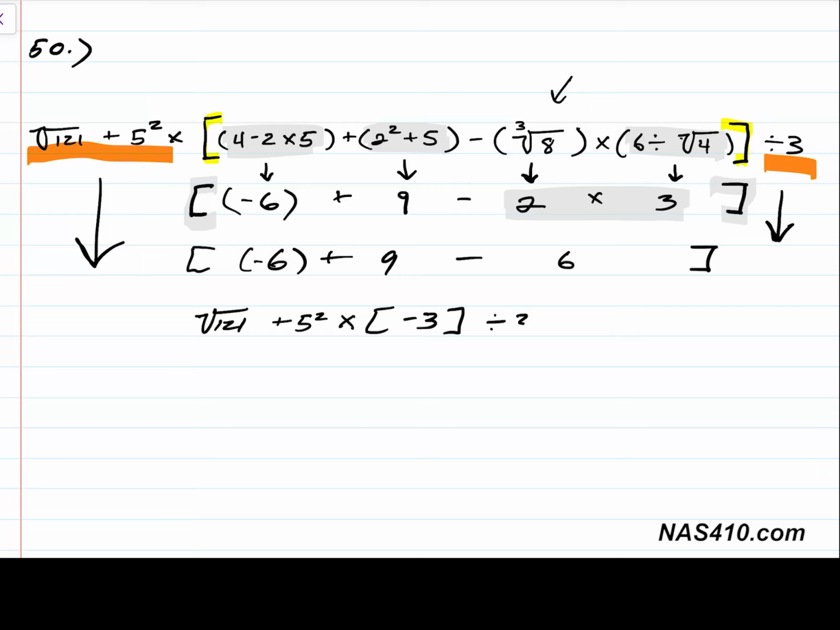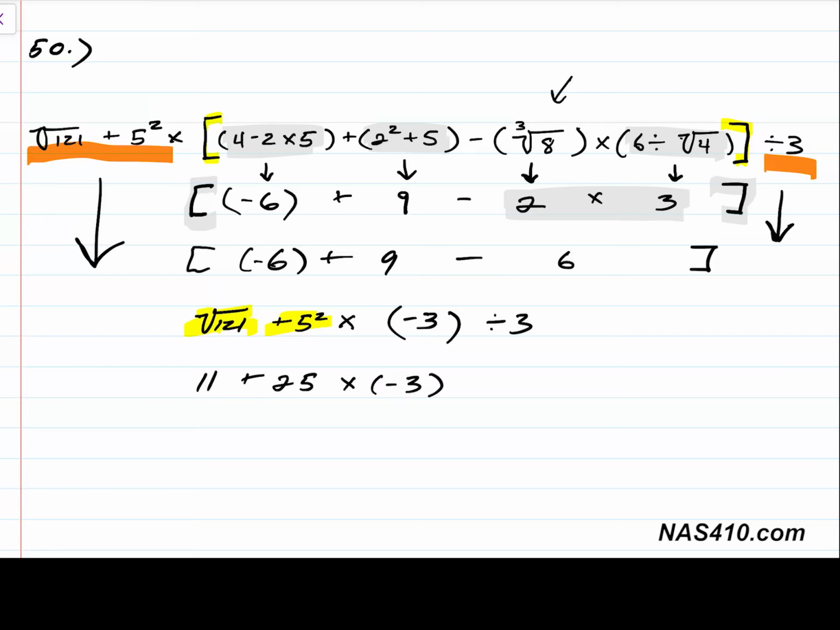I could actually get rid of these here; I don't need those anymore. Because this is -3, I'm going to put it in parentheses. Actually, that's being multiplied, so I don't have to do that. Next I'm going to look for exponents and square roots. I have a square root here and an exponent here. The square root of 121 is 11. So I have 11 plus 5 squared, which is 25, times -3 divided by 3.